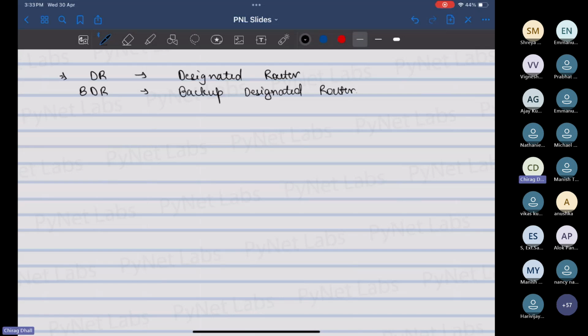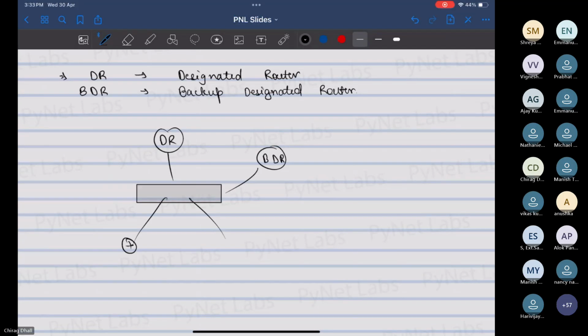What is the responsibility of designated router and backup designated router? Let's understand. Let's say now you have one designated router, one backup designated router connected to your switch. And this switch also connects with two more routers. These devices will be called DR others. That's the first thing to remember.